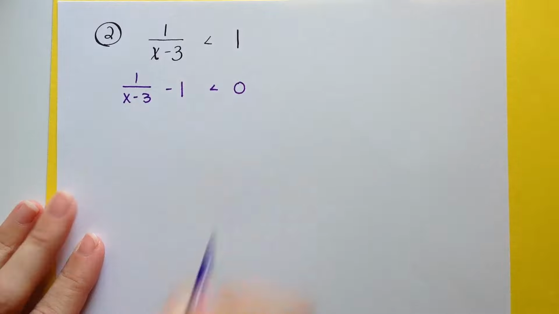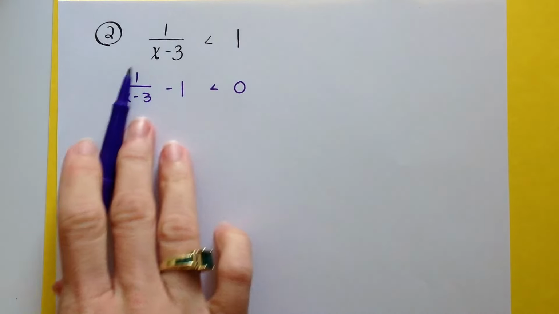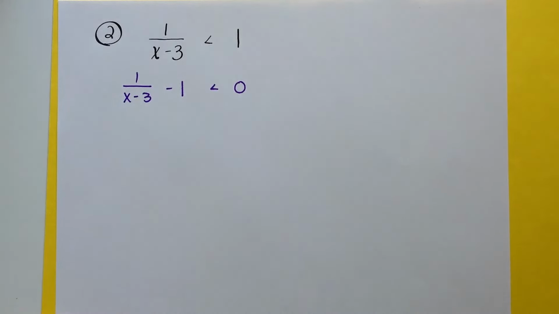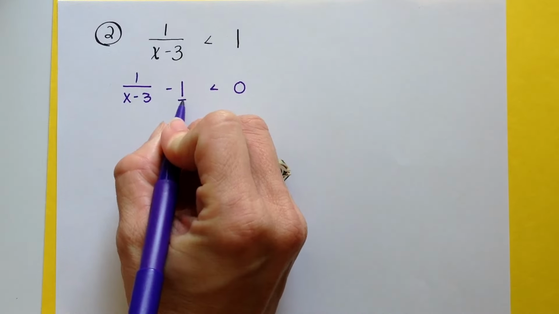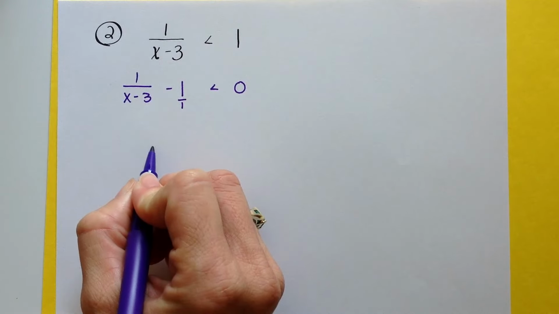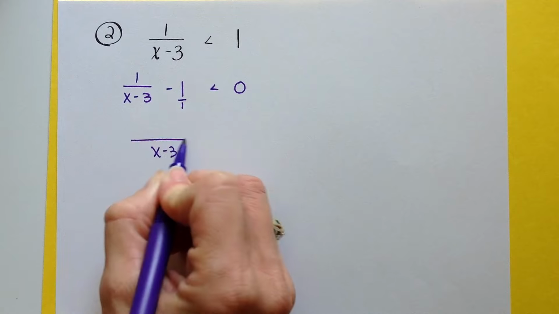But in fixing that problem, you've created another problem because this side isn't just a single fraction. You've got 2 individual terms. So what you're going to have to do is get a common denominator. Of course, remember your 1 is understood to be over 1, so actually x minus 3 needs to be your common denominator.